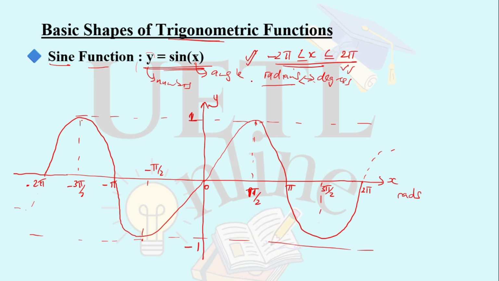Let's see how we draw the other graphs, and we are going to go again with this sine graph when it is modified to another graph. Let's say it is modified to become y equals 2 sine x plus 3, or it is modified to become y equals 2 sine 2x plus 4.